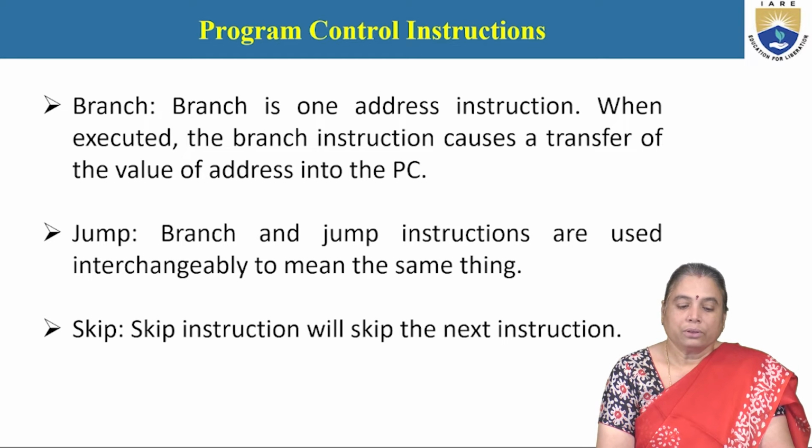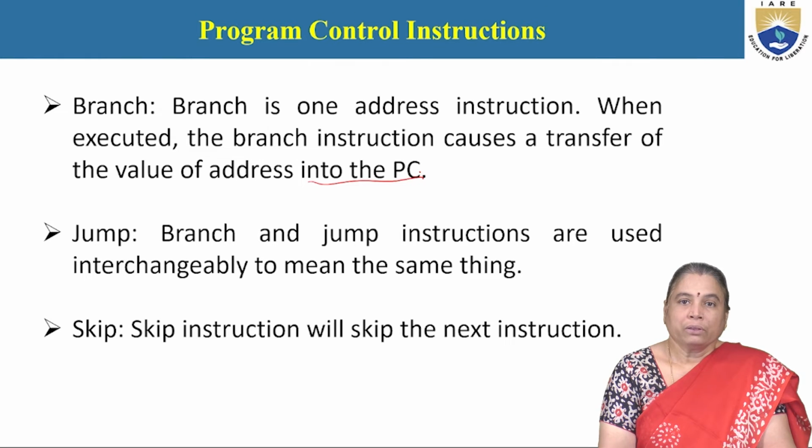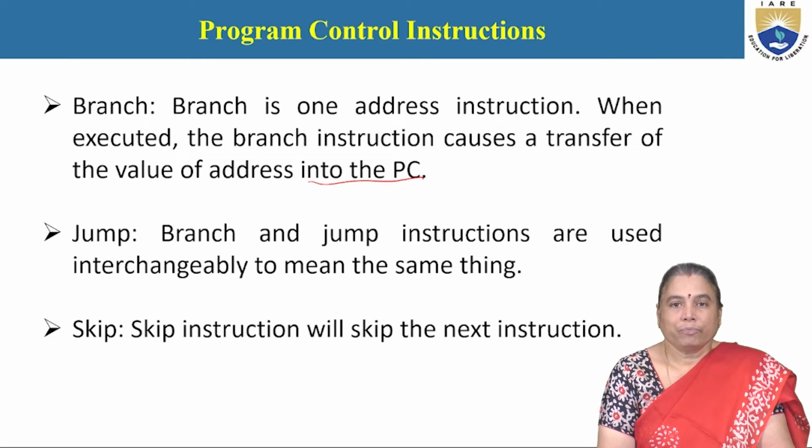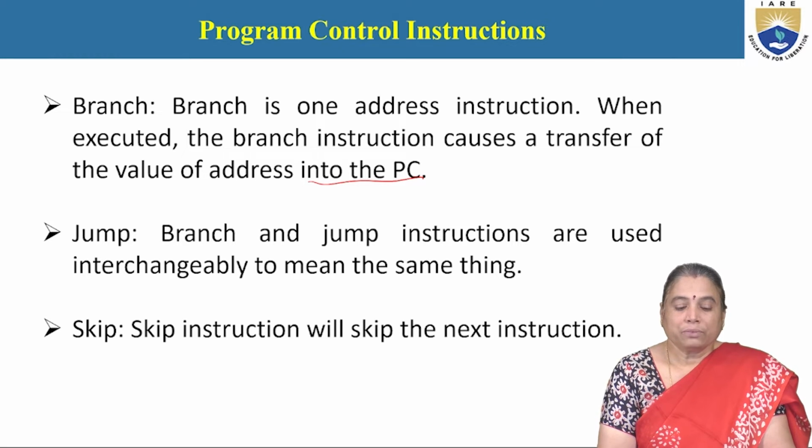How can the branch mnemonic work? Branch is a one address instruction. When executed, the branch instruction causes a transfer of the value of address into the PC. So during execution, if a branch statement occurs, then the specified label associated with the branch alters the program sequence. From that label onwards, the execution of the instructions in sequence continues. So this way the branch instruction can be used.